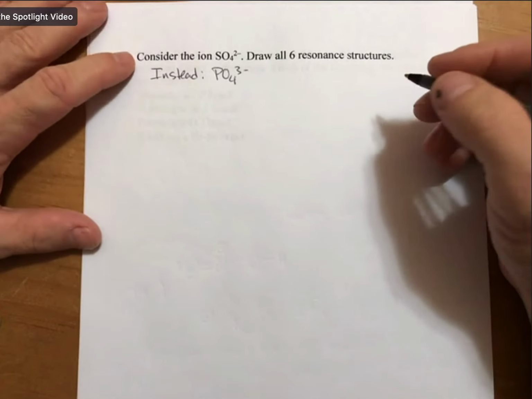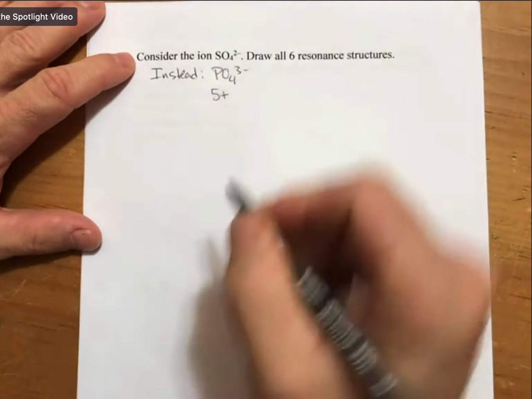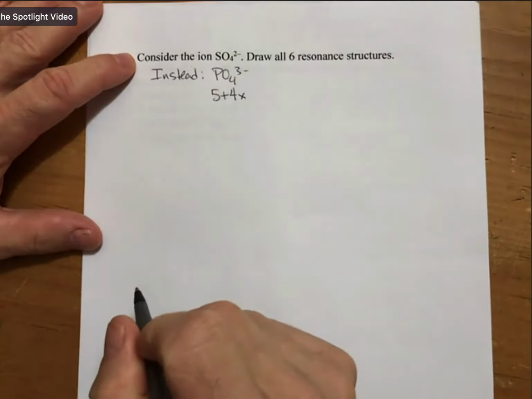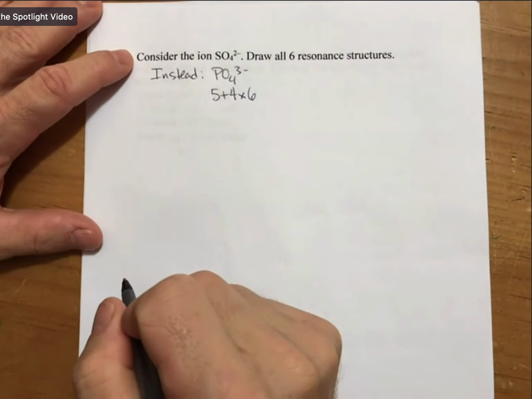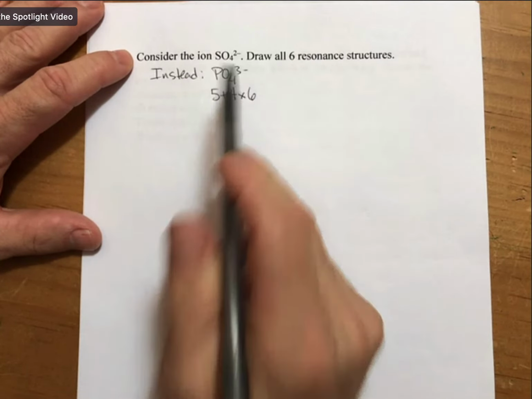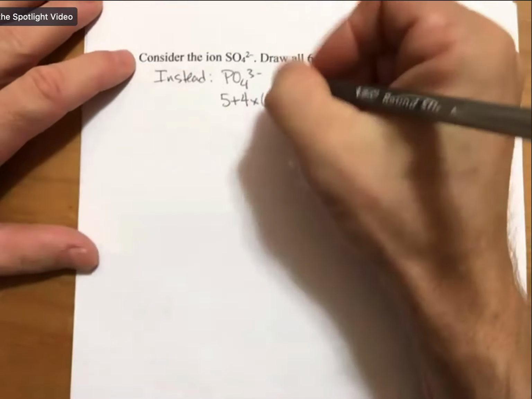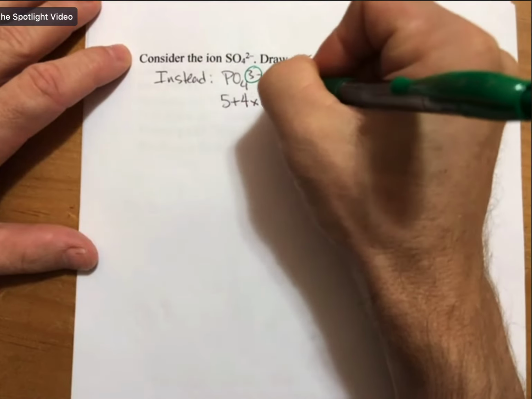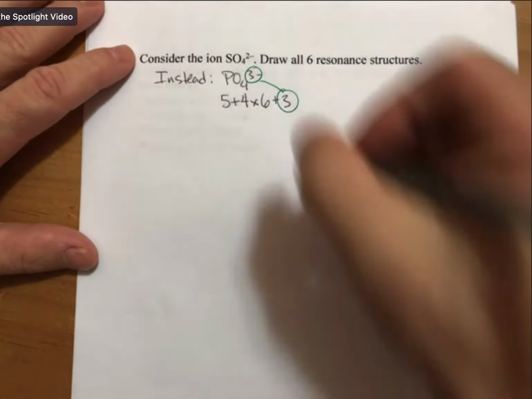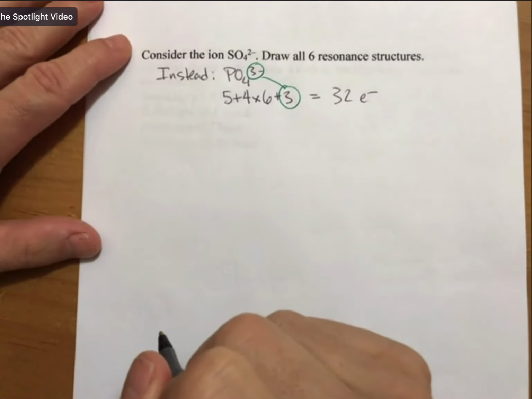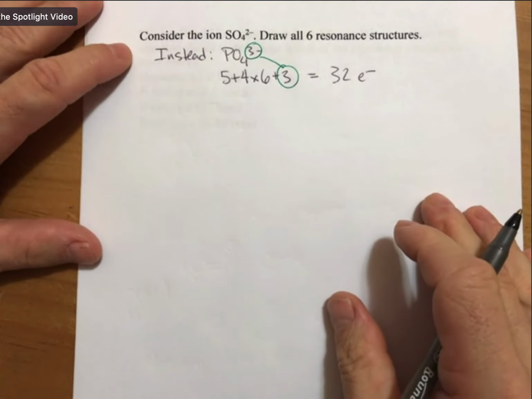For the phosphate ion, we have 5 valence electrons for phosphorus, plus, this time I'm going to say 4 times 6, so 4 oxygens times 6. And there's a 3- charge, which means that we're going to add 3 electrons for charge. And this time I'll circle them to show you where that 3 is coming from. If we add this up, we get 32 valence electrons for this Lewis structure.